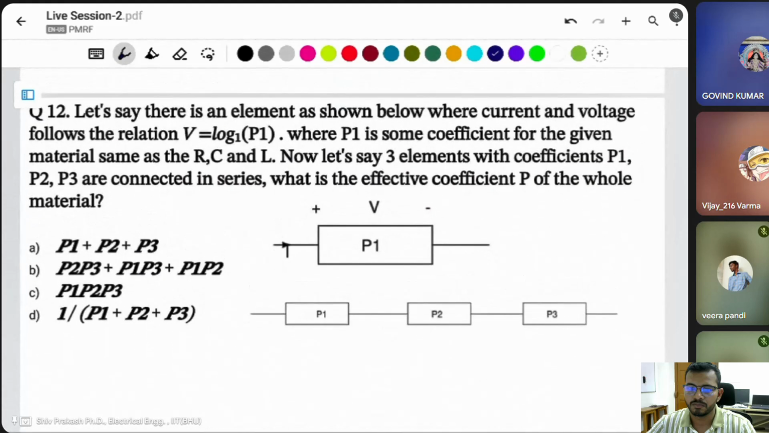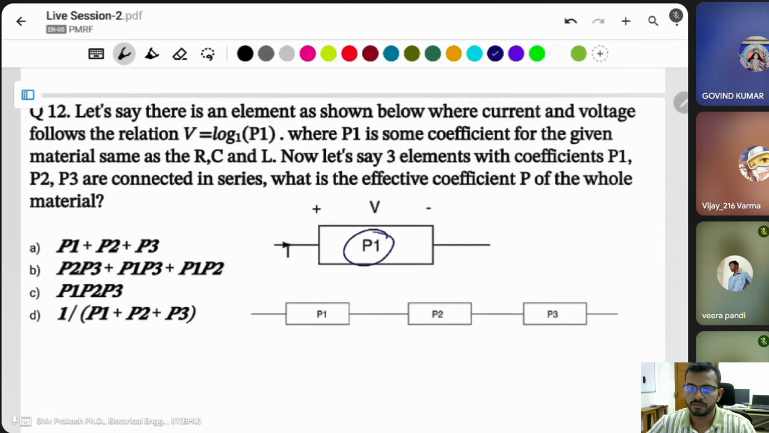This is the next question, and this one is the last question. Given, let's say there is an element as shown below where current and voltage follow the relation V is equal to log of P1, where P1 is the coefficient for the given material, same as R, L and C. It means there is some element with some voltage and a current flowing through it.